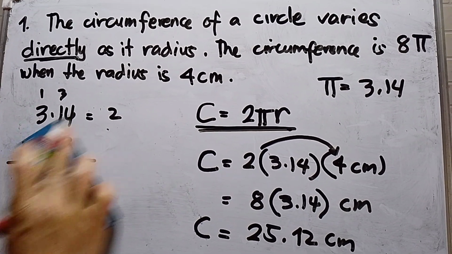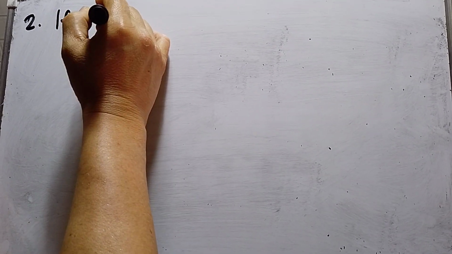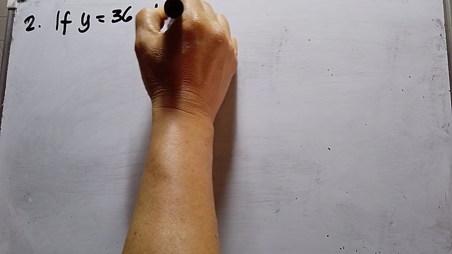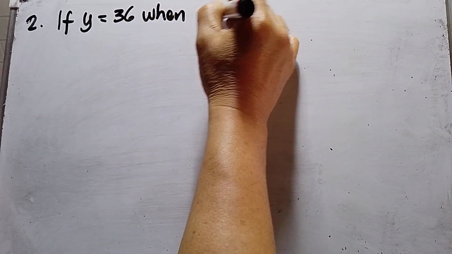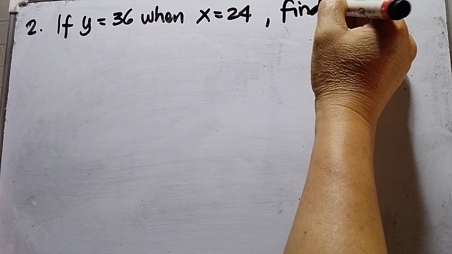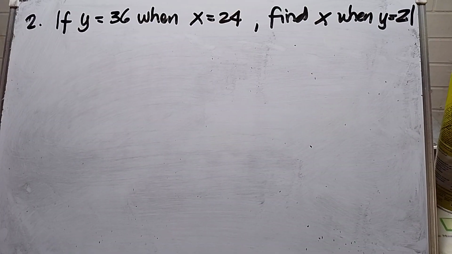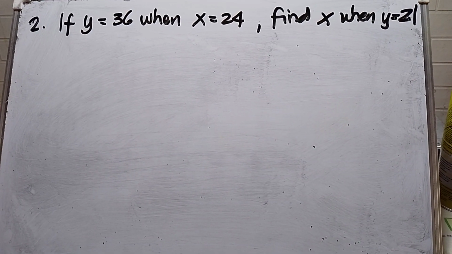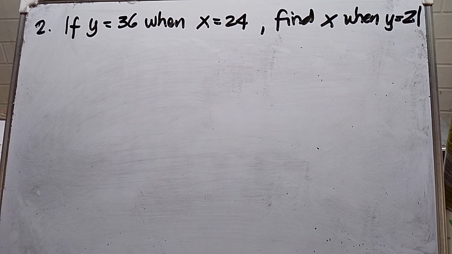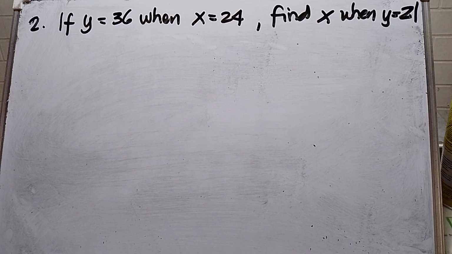Now let's move to the second example for direct variation. Number 2 is: if y equals 36 when x equals 24, find x when y equals 21.